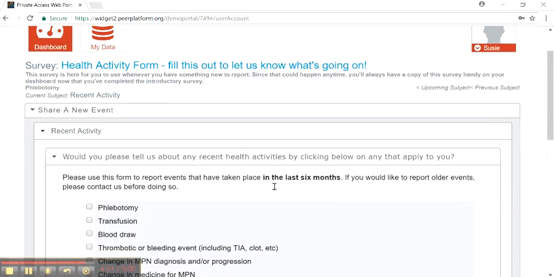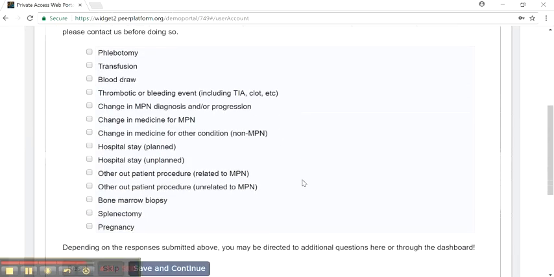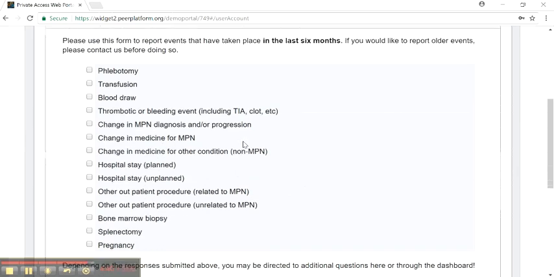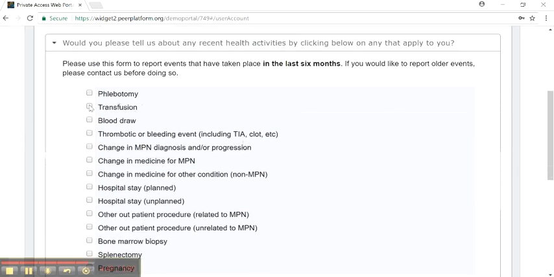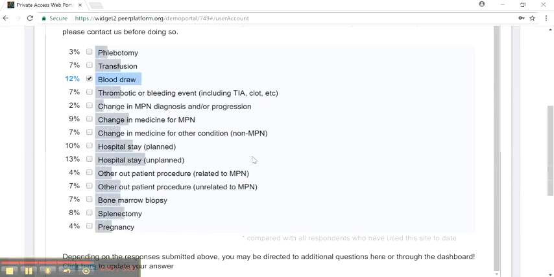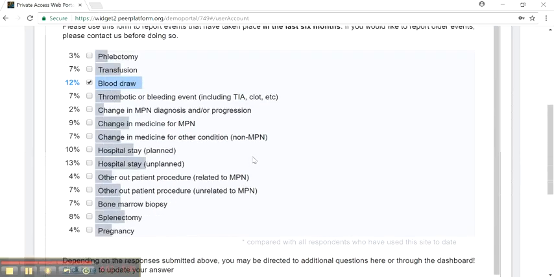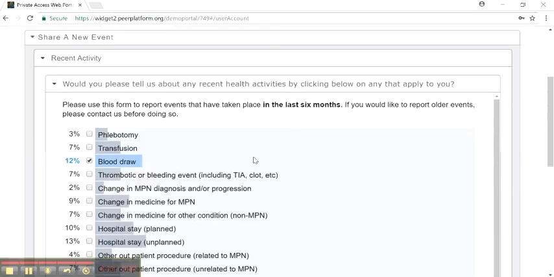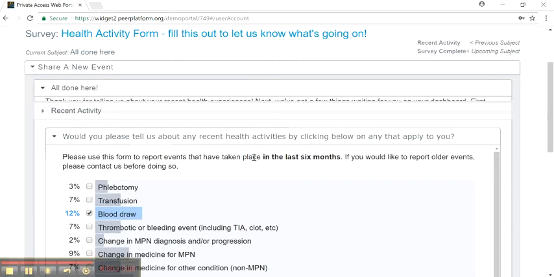It could be a thrombotic event, a transfusion, could be a change in their medicine, a hospital stay, a bone marrow biopsy, any number of things. And they can select more than one, or they can just select one. I'm going to select blood draw just for this particular example because you'll see that it brings up another survey onto the individual's dashboard.